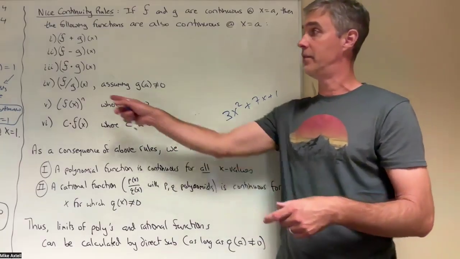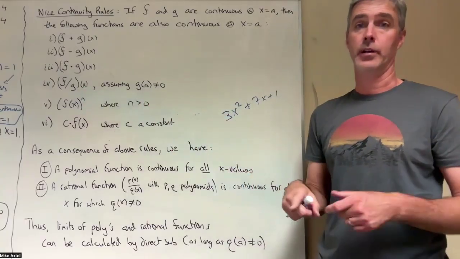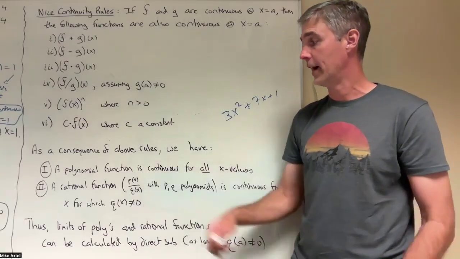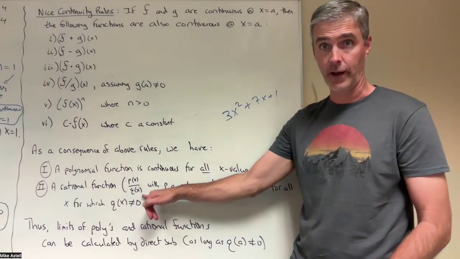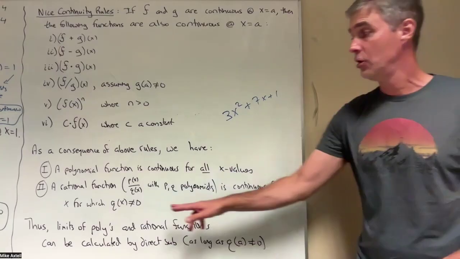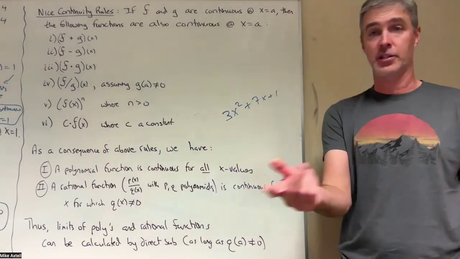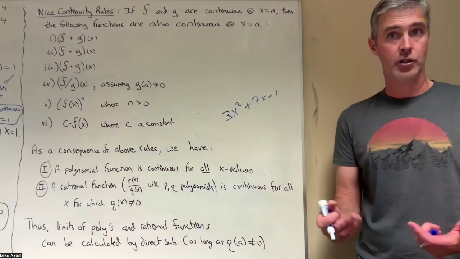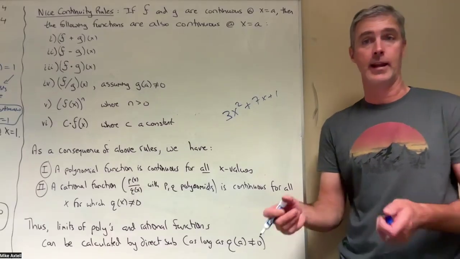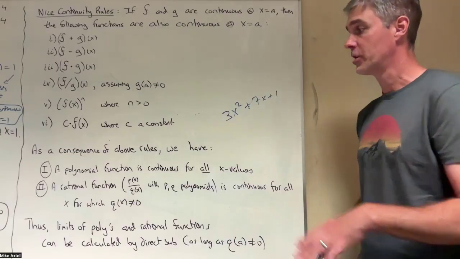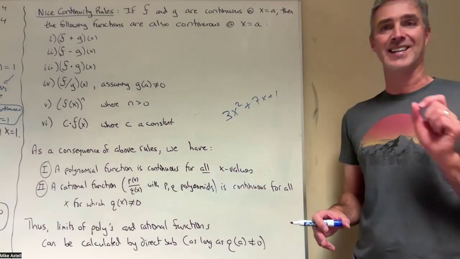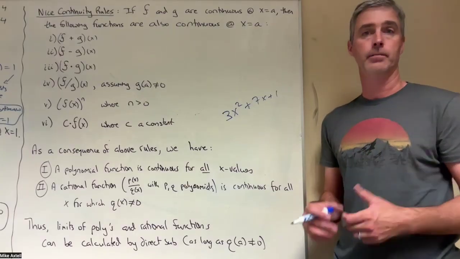And since I can divide and still preserve continuity as long as the denominator is non-zero, if I take one polynomial p of x and divide it by another polynomial q of x, as long as q of x is not 0 at the particular x value, this new rational function, p of x over q of x, is also continuous at that x value. So polynomials are always continuous, and rational functions are always continuous except where their denominators are 0.